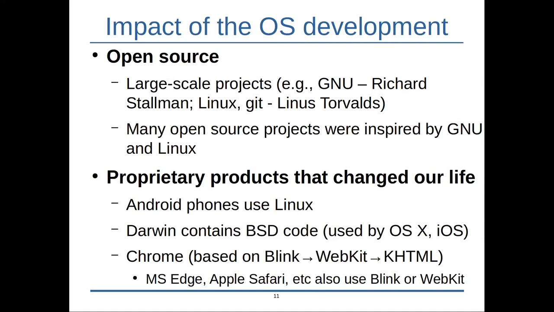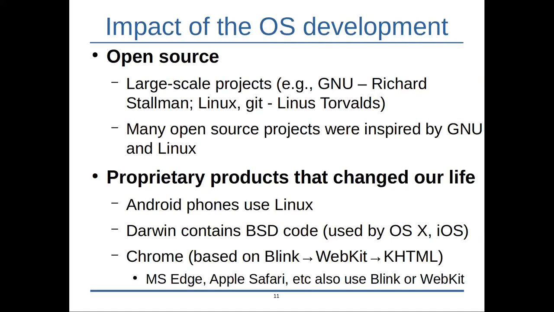Many other open source projects were inspired by GNU and Linux. By the way, when I say GNU and Linux, you may have heard that some Linux distributions still use that name, like Debian GNU/Linux. They say it's a combination of GNU and Linux, because the original goal of GNU was to develop an operating system, but at the same time Linux also appeared. So they combined those efforts, and we have this combination of GNU and Linux nowadays.